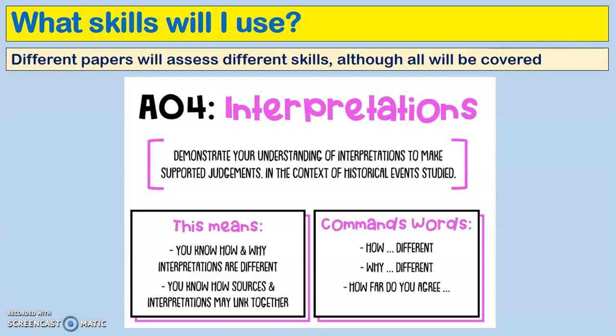Why do different historians focus on different things and make particular aspects of history more important than others? How do sources and interpretations link together? Why are they different? How far do you agree with different interpretations of history? It's an absolutely crucial skill for a historical student, but also just for anybody to understand why people interpret events in different ways.